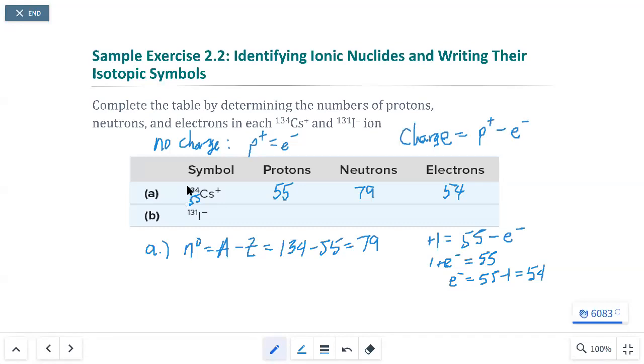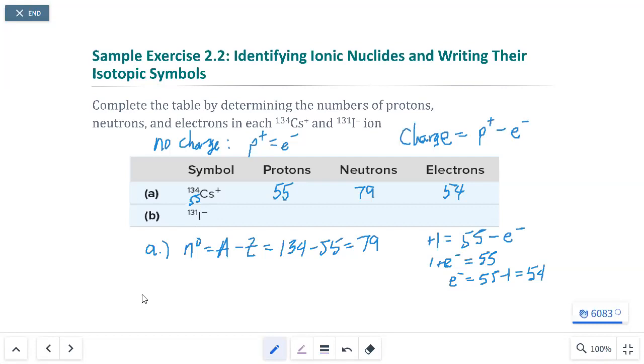Questions on letter A here? All right, let's move on to letter B.